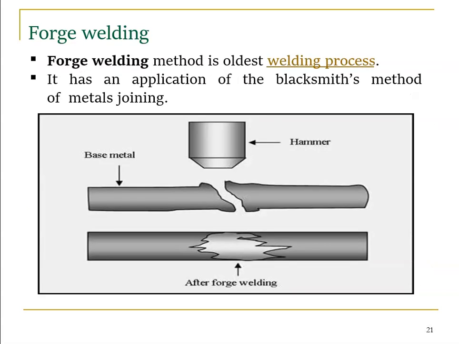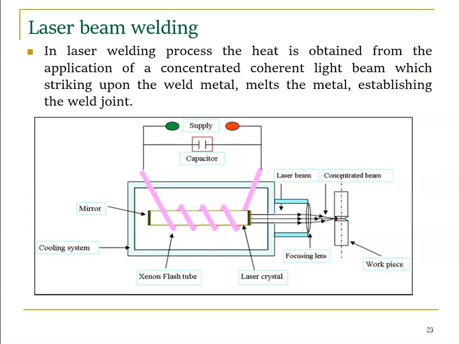So right, this is what forge welding is. It is similar to our forging process. We increase the temperature of the base metal and we apply the pressure and we make the joint, right? So these are some of the solid state welding processes.